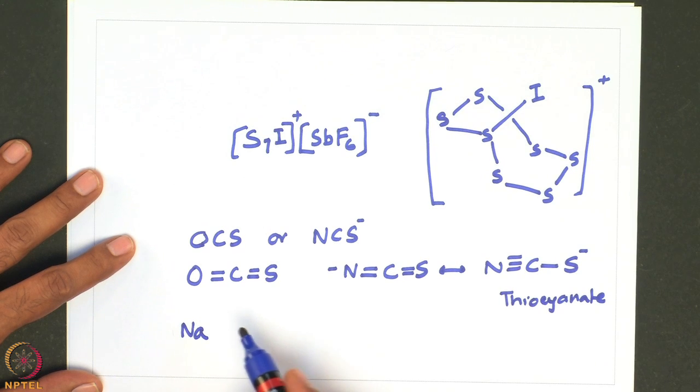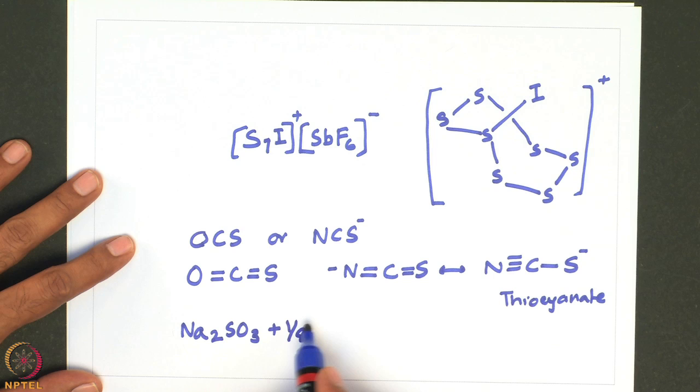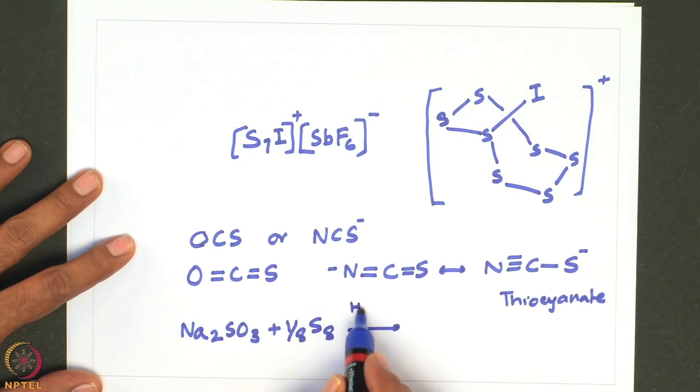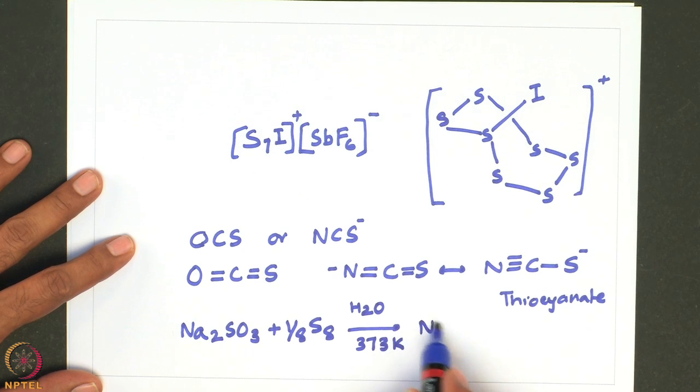Treatment with sulfides gives thiosulfates. For example, Na2SO3 reacts with one equivalent of sulfur, so 1/8 of S8, in aqueous medium at 373 Kelvin to give Na2S2O3.